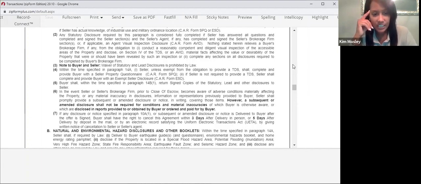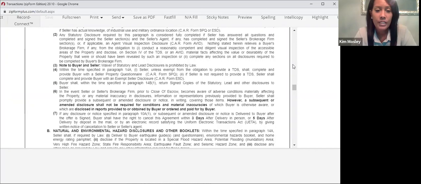Number 7, if any disclosure or notice specified in paragraph 10A1 or subsequent or amended disclosure or notice is delivered to buyer after the offer is signed, buyer shall have the right to cancel the agreement within 3 days after delivery in person or 5 days after delivery by deposit or basically email. It says electronic record. So we're talking about email, which is mostly the way we're doing things now. It's pretty much by email.